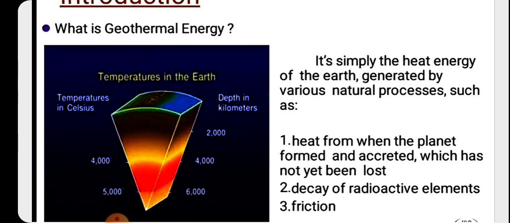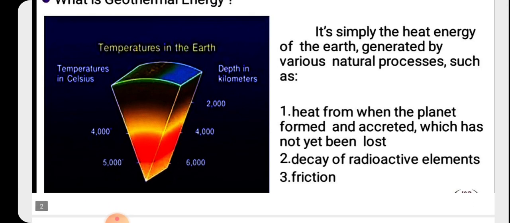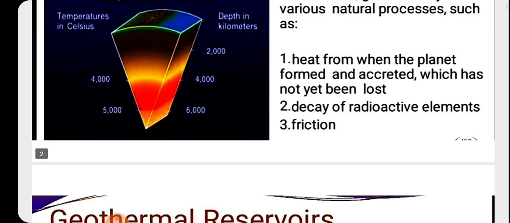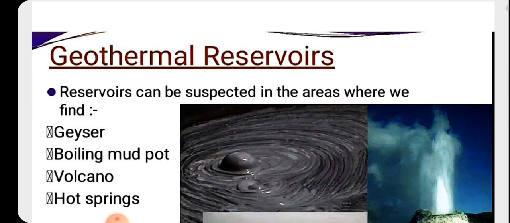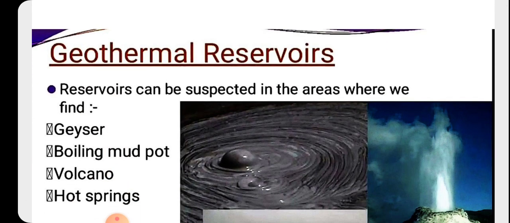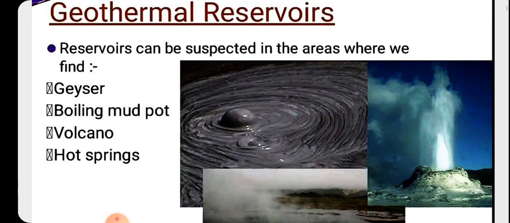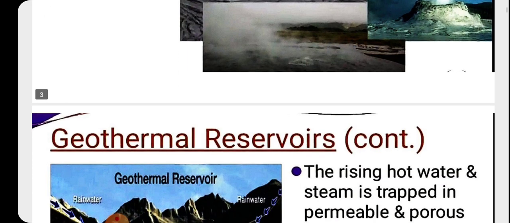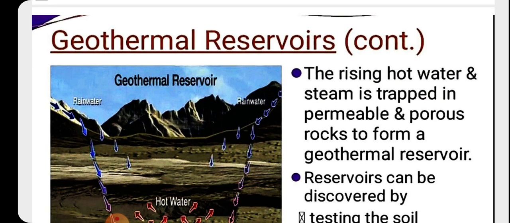So, firstly, what is geothermal energy? It's simple. It is the heat energy of Earth generated by various processes, such as heat from the planet's formation which has not yet been lost, and friction. Many geothermal reservoirs are found near geysers, glaciers, boiling mud, volcanoes, and hot springs.